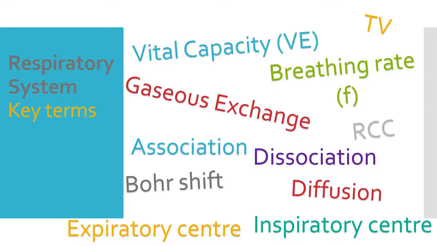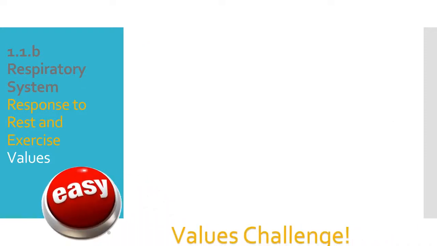Association is oxygen combining with hemoglobin. Dissociation is just to do with something separating in chemistry terms. So it would be to do with hemoglobin letting go or releasing its oxygen. And then diffusion, we've done that a million times. Diffusion is the movement of gases from an area of high pressure to an area of low pressure down a diffusion gradient. Key thing to remember with diffusion, during exercise we make steeper diffusion gradients because we want faster rates of diffusion. Okay? So put them all in your glossary.